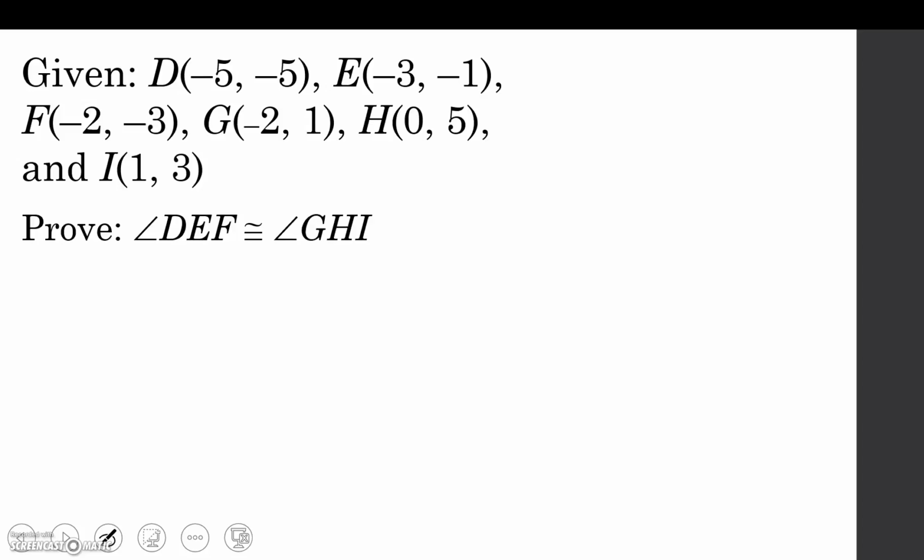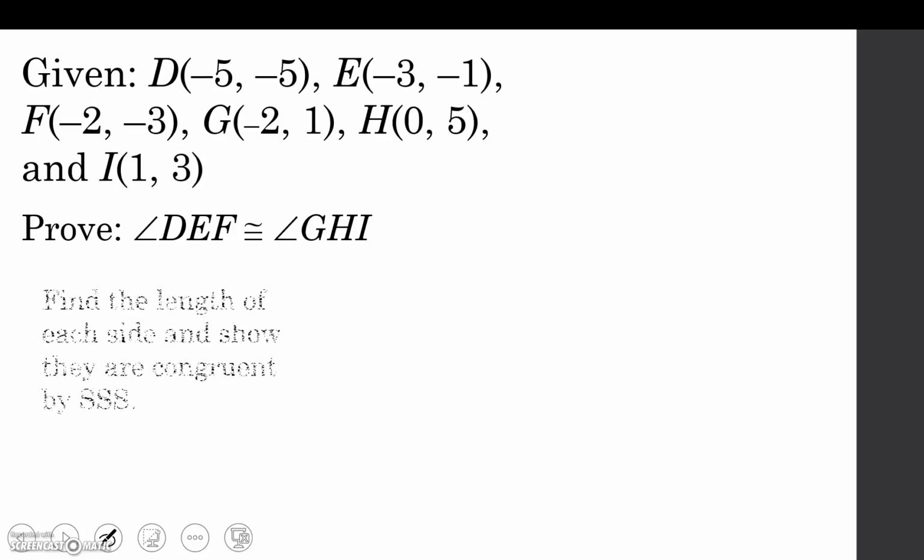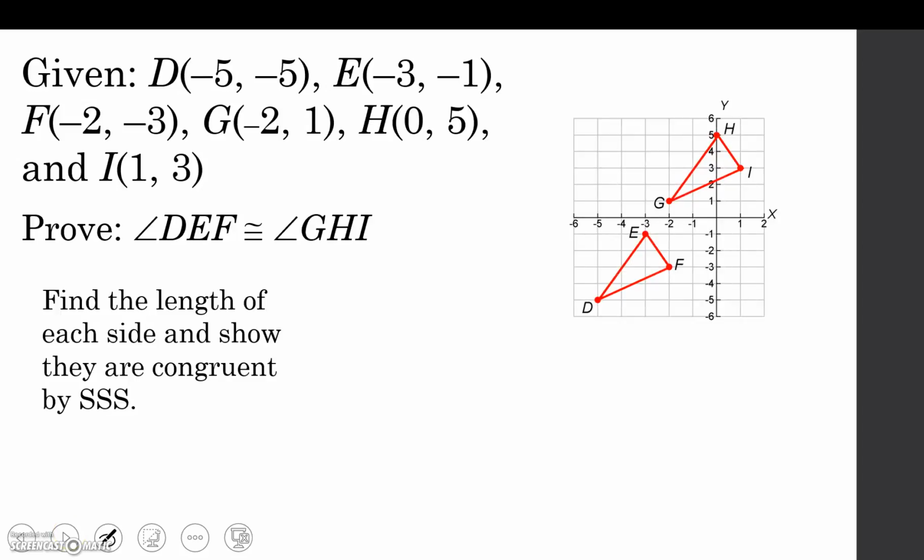So we're going to plot those points, D, E, F, and G, H, I, and create two triangles from that. And then what we're going to want to do from there is find the length of each side and show that they are congruent. Okay? So once you plot those points, this is what it should look like. We have DEF on the bottom left and GHI on the top right.